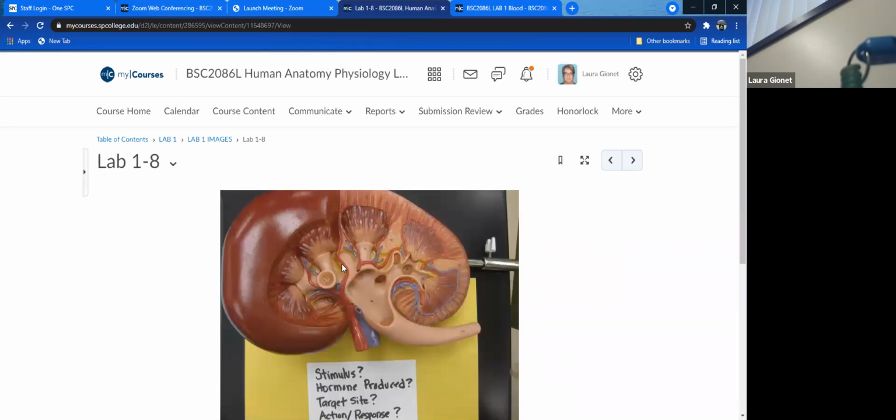So the type of question you could be asked, and let me just prepare you. Let's say you had a picture of a kidney like this, and it said, what hormone is produced by this organ? And you would say erythropoietin. You'd be asked, what's the target of the hormone produced by this organ? You say red bone marrow. What's the action or response of the hormone produced by this organ? Increase RBC and oxygen levels, something like that. What's the stimulus for the release of the hormone from this organ? Just put low blood oxygen levels, hypoxia or anemia.